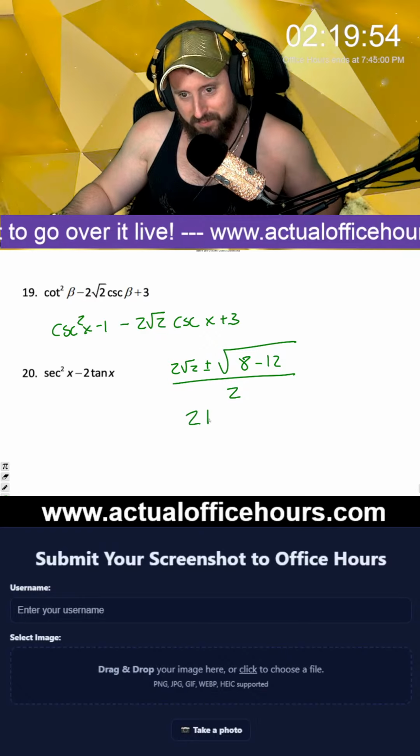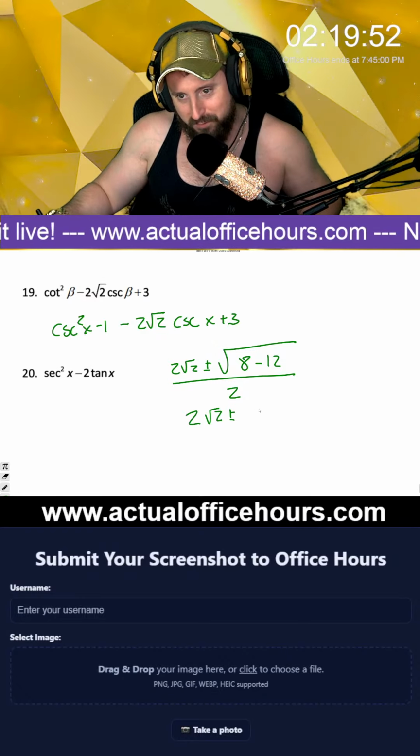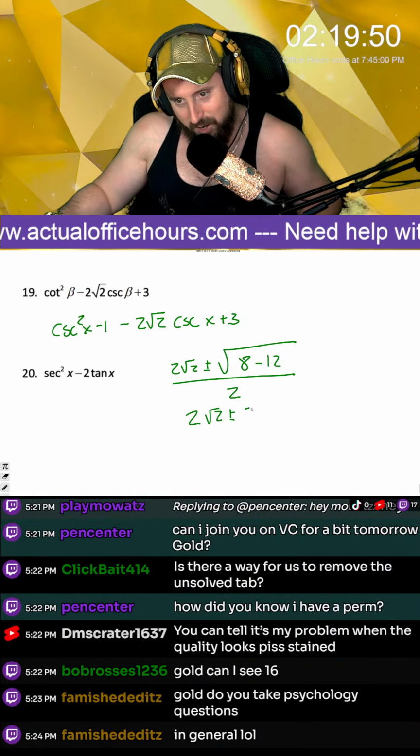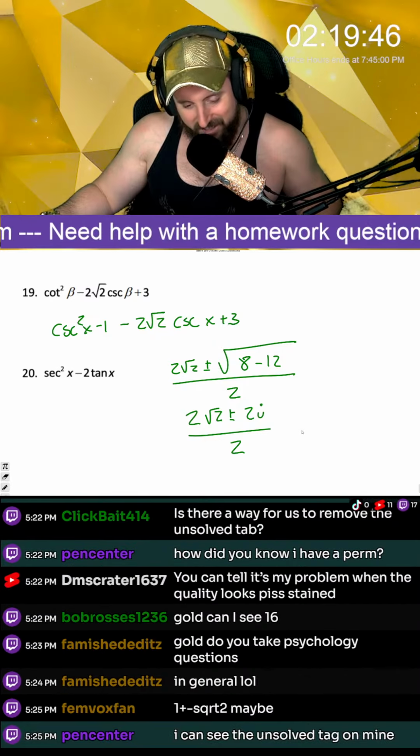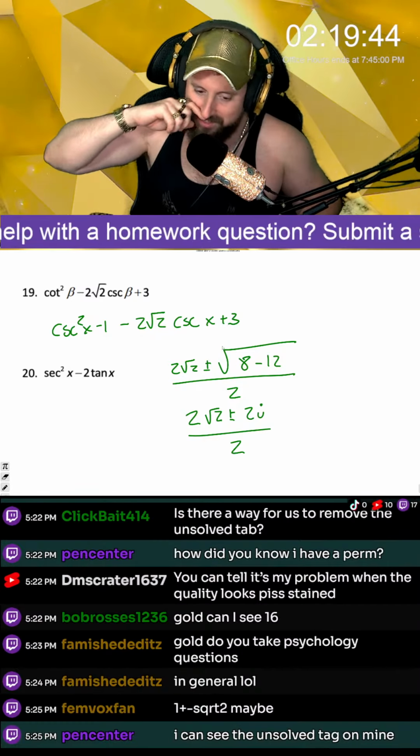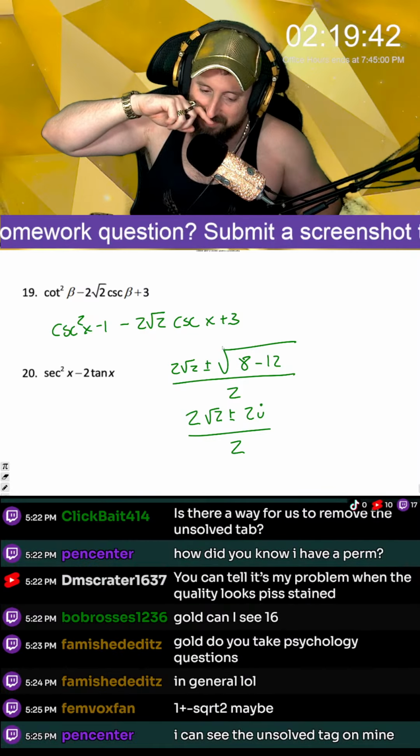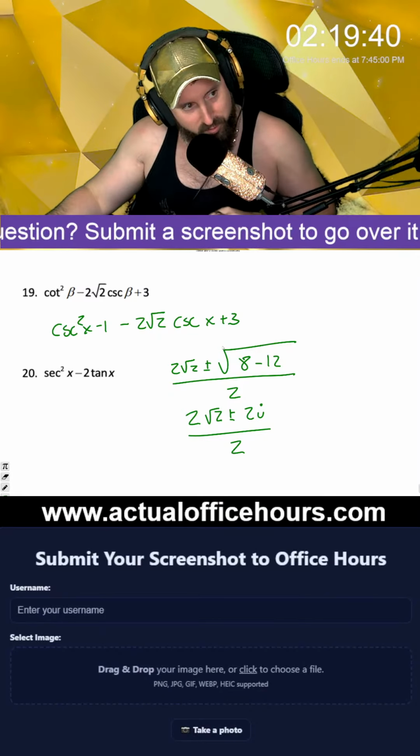So 2 square root of 2 plus or minus 2i all over 2. Right? Because this would be negative 4, which is, yeah, plus or minus 2i.